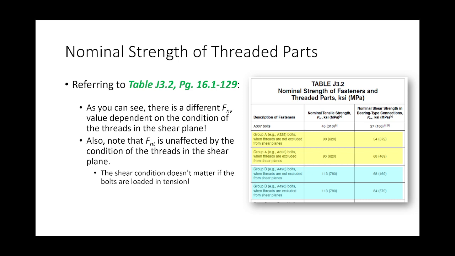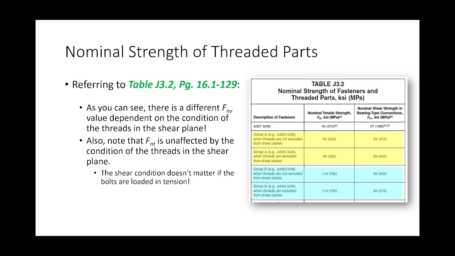Why is that? Well, let's read the rows. Let's look at the yellow rows, group A. First one, group A, when threads are not excluded from the shear plane. Group B, when threads are excluded from the shear plane. So why is the tensile strength the same for both of those rows? Because we're talking about shear planes. Tensile doesn't matter, right? So that's why we got the same number for the tensile strength.